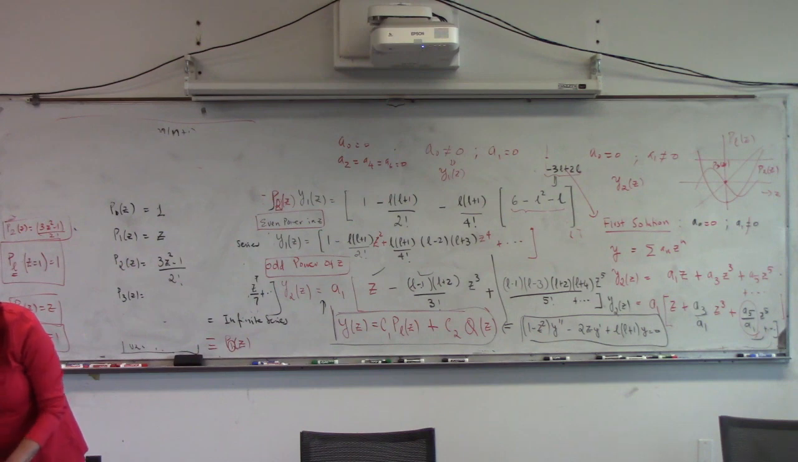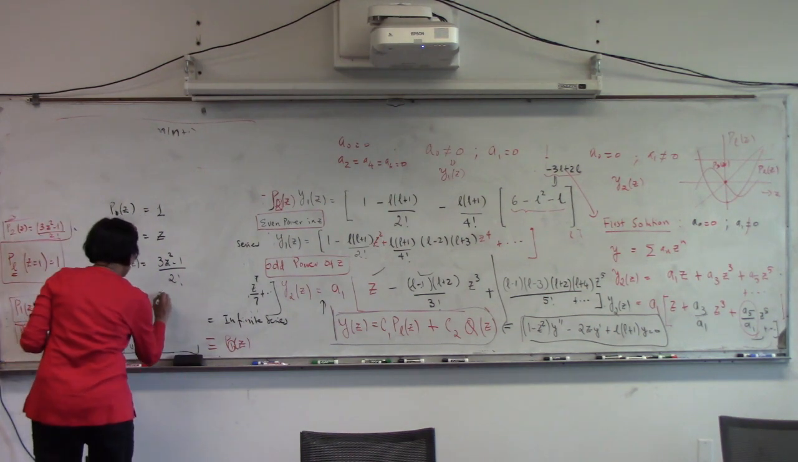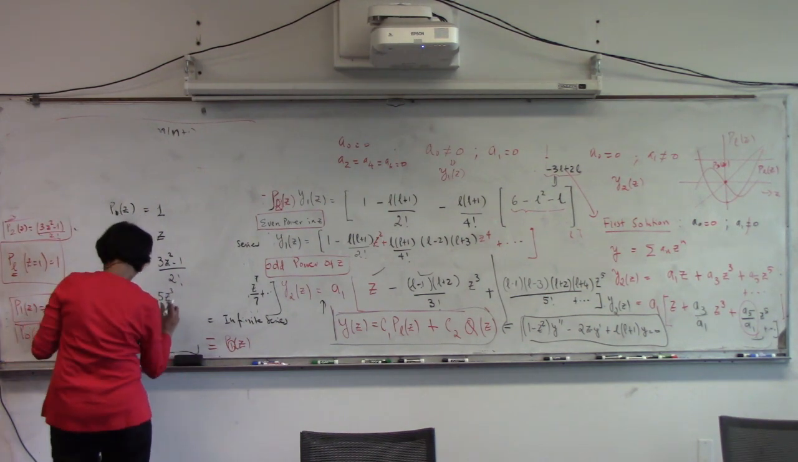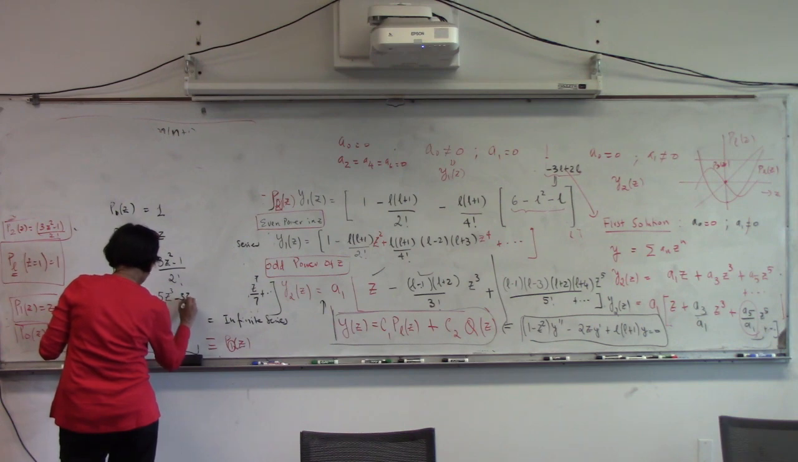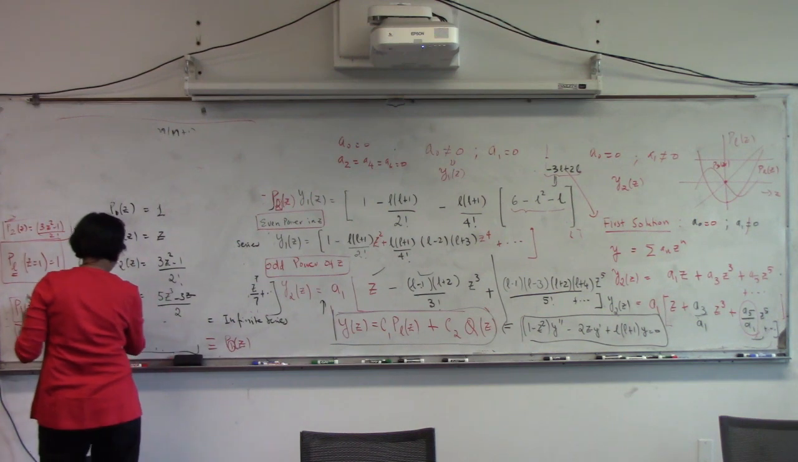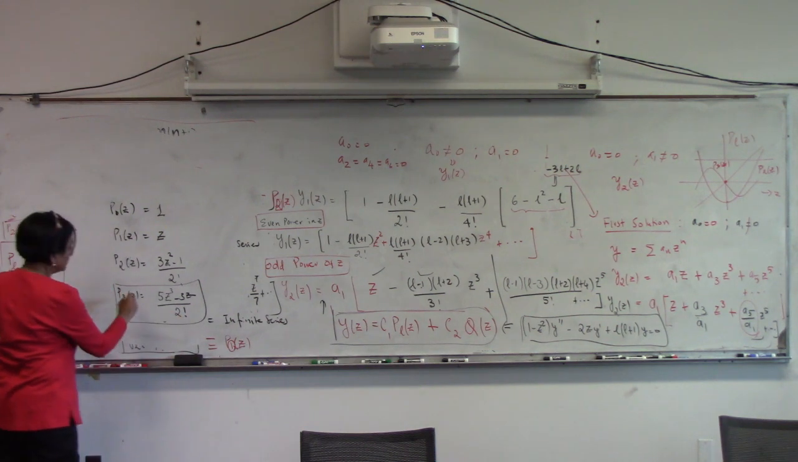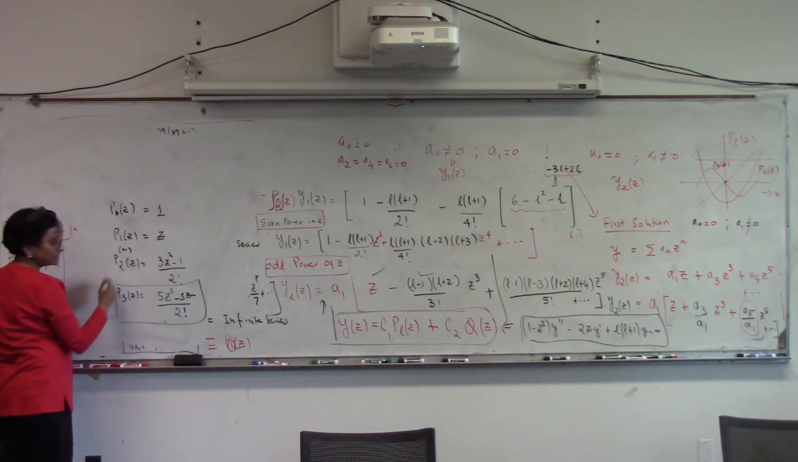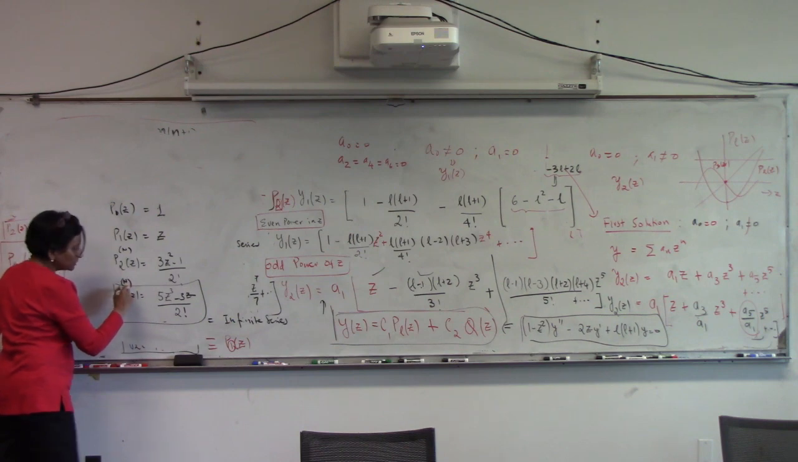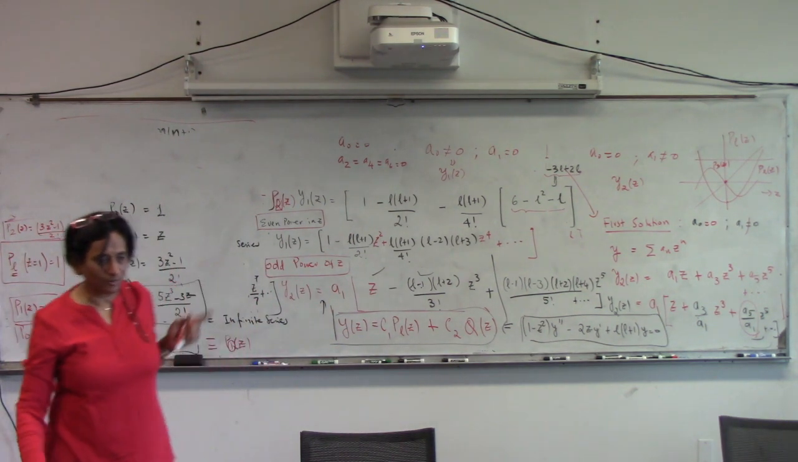So that's what will give you P3. Let me see if I have it. Yeah, I have it. That is normalized. All these things are normalized. I'm going to put an N to say it's normalized, okay? Because if you just plug it in, you will get a slightly different value. So just remember its normalized value.